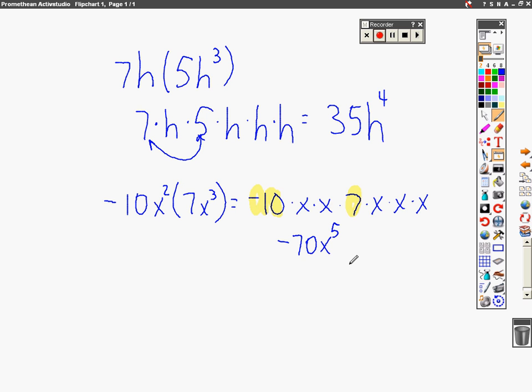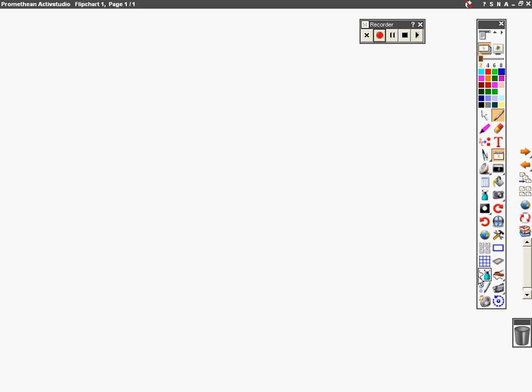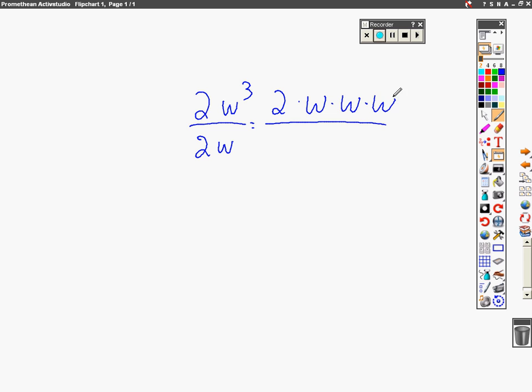All right, let's try one more. If we have 2w to the third over 2w. Okay? Again, if we just write out the factors, 2 times w times w times w over 2 times w. Well, 2 divided by 2 becomes 1 over 1. W divided by w is 1 over 1, which is just 1. So what you're left with is w to the second power.